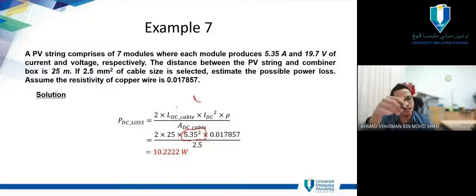Biasanya kita tanya watt, kita tak tanya lah tukar pada percentage dan sebagainya. Cukup sekadar berapa watt lah. So maksudnya total DC loss power. Power DC loss tu adalah sebanyak 10.2 watt. Okay, 10.2 watt. Okay.